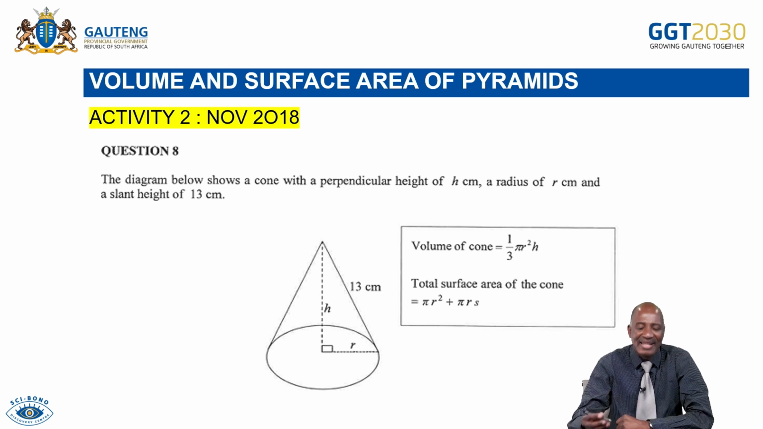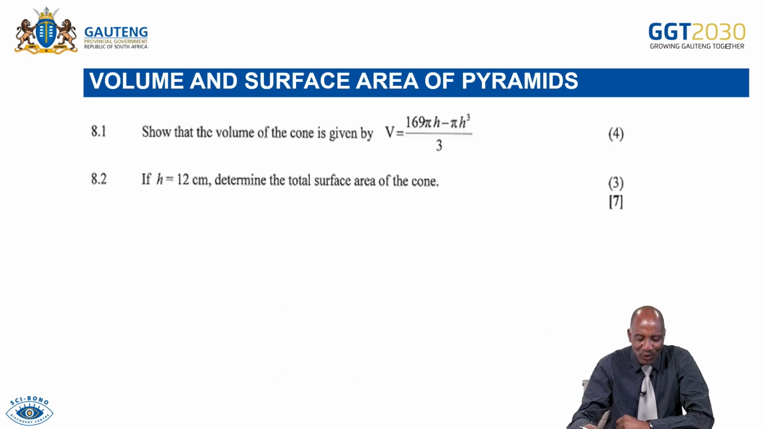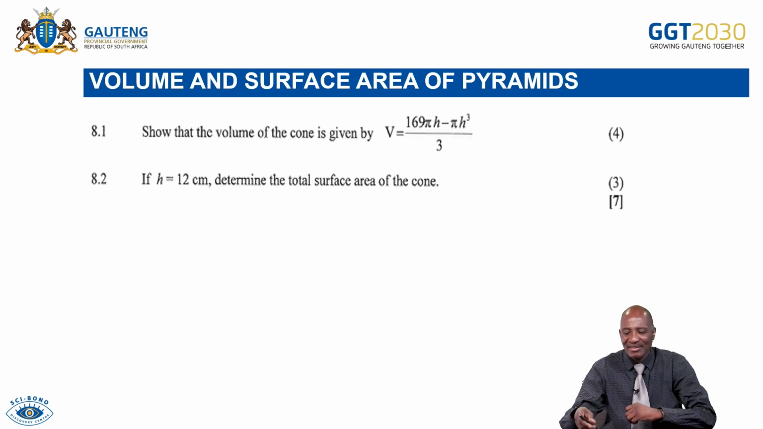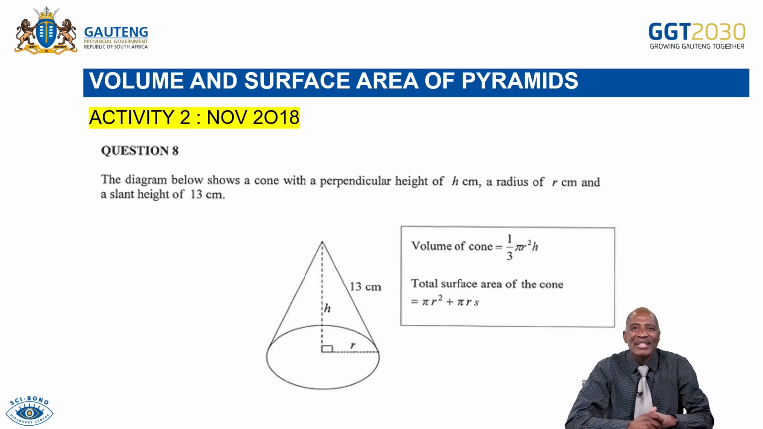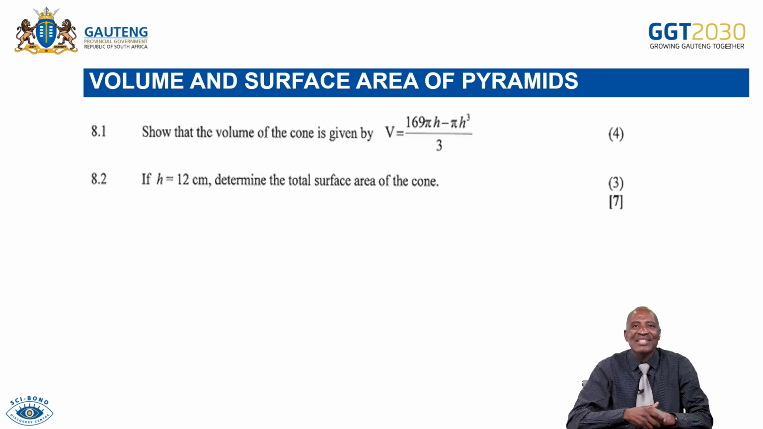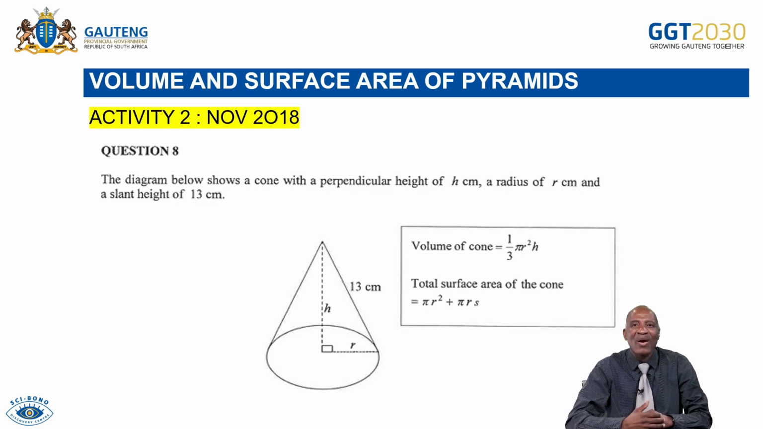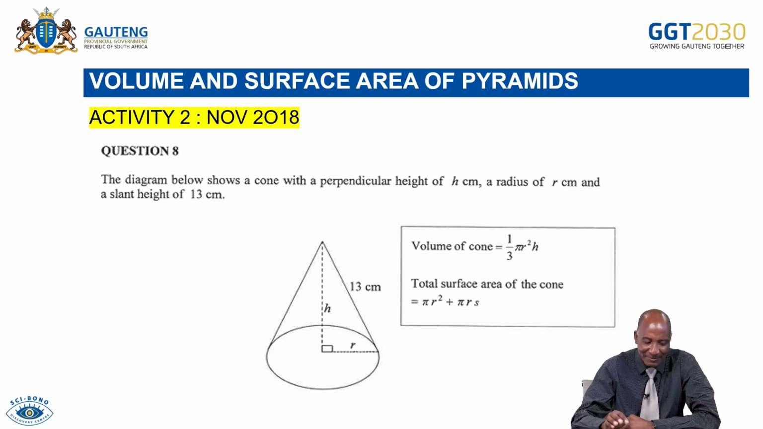Like I said earlier on, this formula will always be provided. Right, the next question says, show that the volume of the cone is given by V equals 169 pi h minus pi h cubed divided by 3 for 4 marks. Take down the formula. How do you find the volume of a cone? It is 1/3 pi r squared h. But when I look at this question, there is no r in the answer. Volume is in terms of pi and h. So meaning we need to get rid of r in the formula. How would you get rid of that r? Let's proceed.